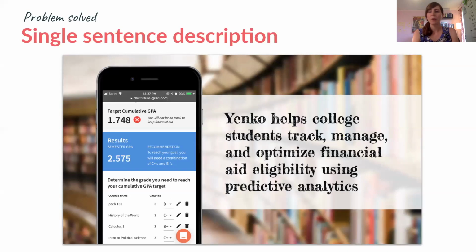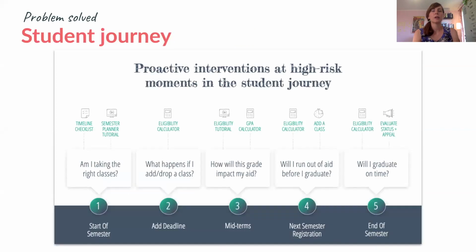But then there was a lot we wanted to address in terms of how this shows up in the student journey. And so we brainstormed this, working really hard to take those things from the logic model that are more in theory and say, how do they actually map to how a student would engage with this app throughout their college experience? So we identified 5 milestones that were these high-risk moments in the student journey, right? Beginning of the semester, add deadline, midterms, next semester registration, and end of semester.